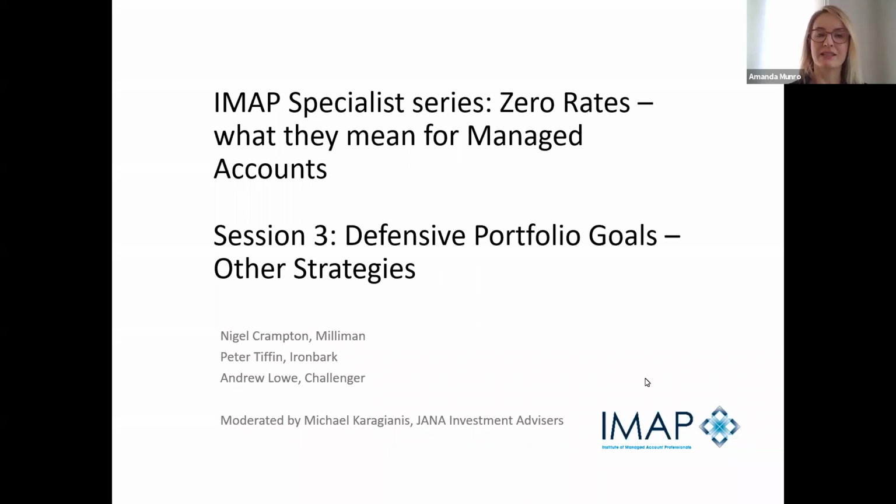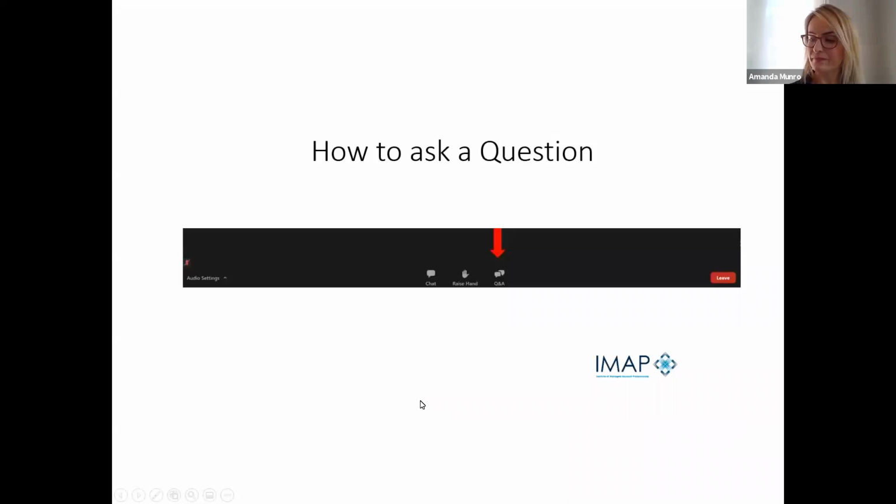Today promises to be a particularly interesting session where we're looking at the traditional defensive portfolio goals, be it downside diversification and income, and alternative strategies to achieve those ends. We have three experts in the field with us today. We have Peter Tiffin from Ironbark, Andrew Lowe from Challenger, and Nigel Crampton from Milliman. Michael Karagianis will be steering the ship, as he has for the other two sessions, and he will introduce the speakers in more detail.